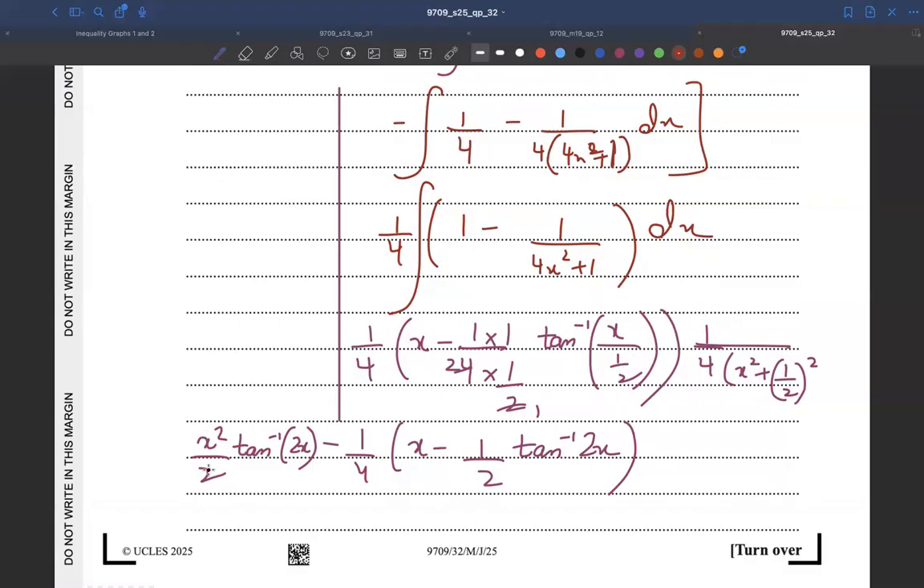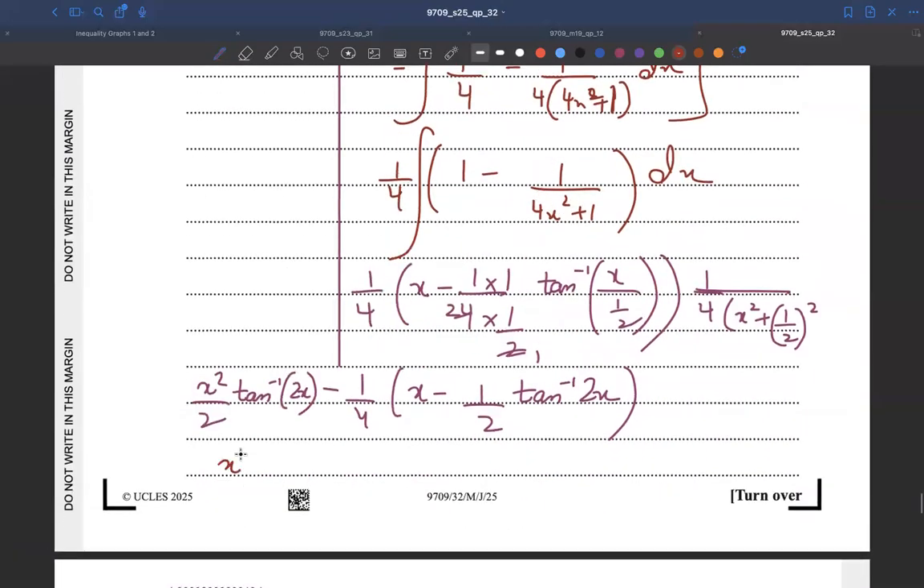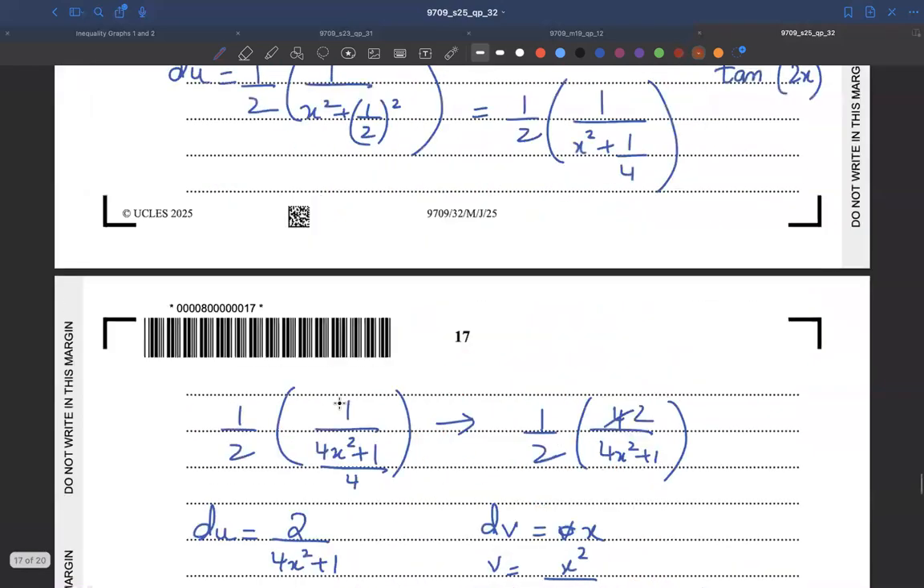So that is x square upon 2 tan inverse of 2x minus, that will become minus plus 1 upon 8 tan inverse of 2x and minus 1 upon 4x. There is no mistake so far, and now we can just simply plug in the limits. Obviously, we'll have to open the bracket first, so we can write it like this. Minus 1 upon 4x plus 1 upon 8 tan inverse of 2x. And now using our limits that are 0.5 and 0.